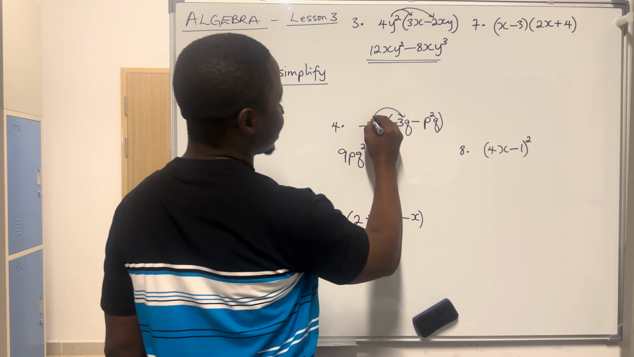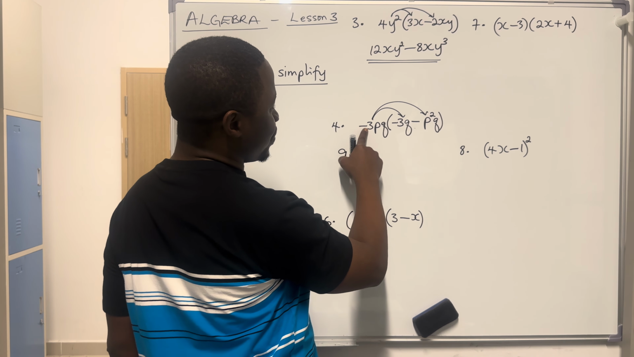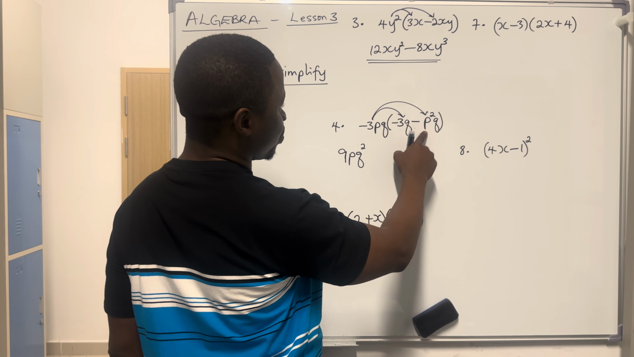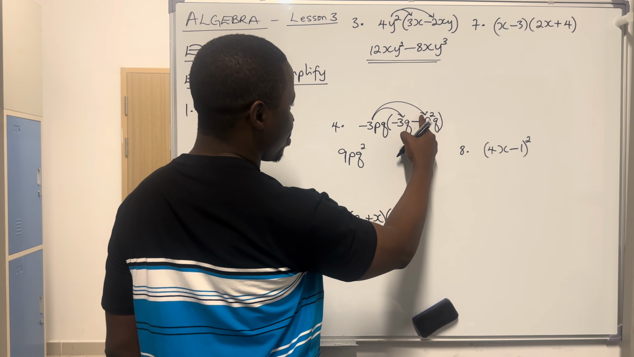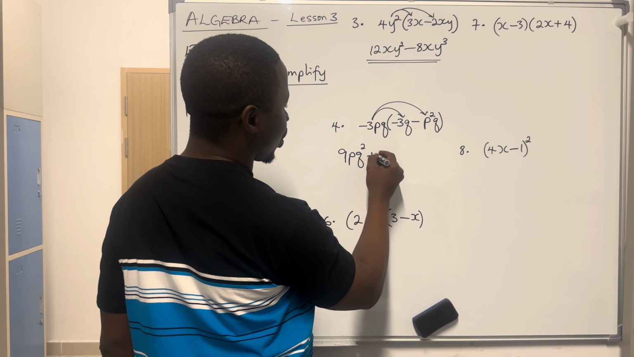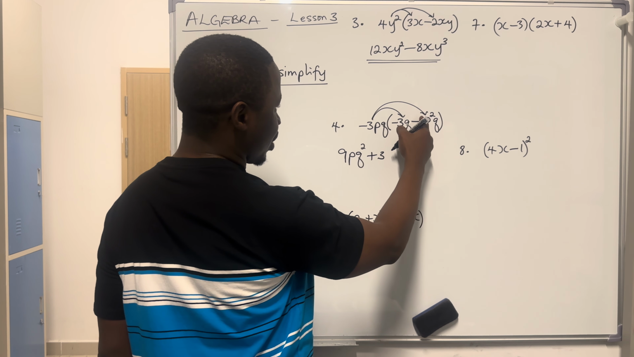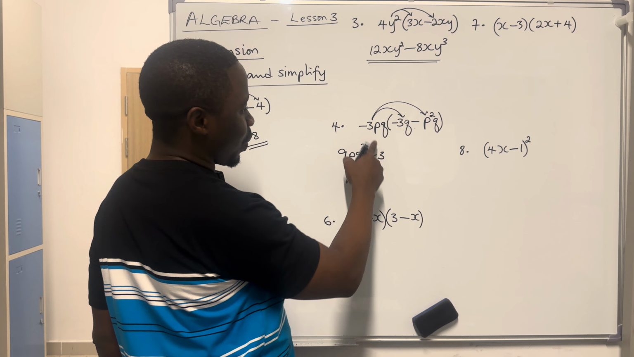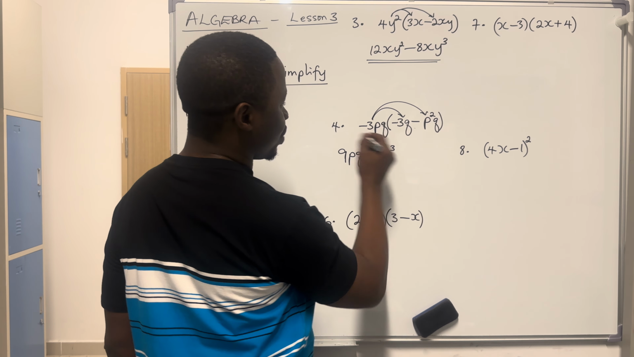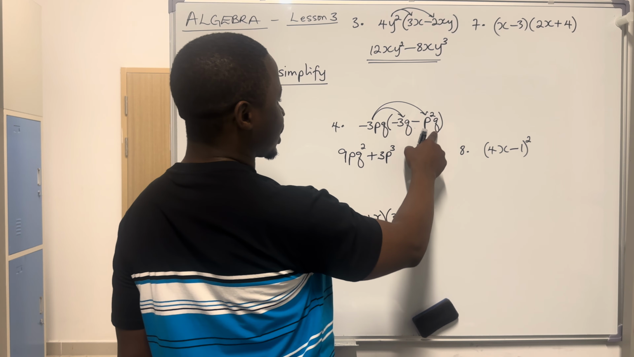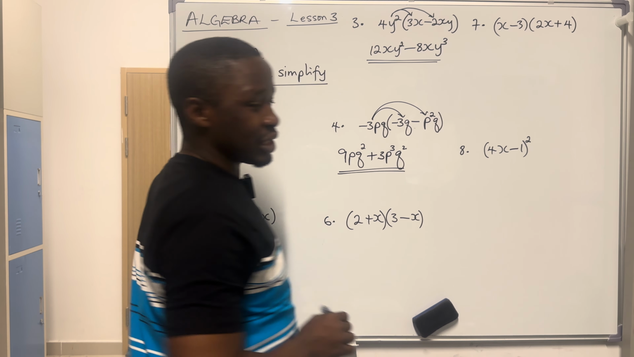Okay, now this has to multiply this again. Minus 3pq times minus p squared q. Minus 3 times minus 1 is plus 3. p times p squared is p cubed, q times q is q squared. So this is what we have.